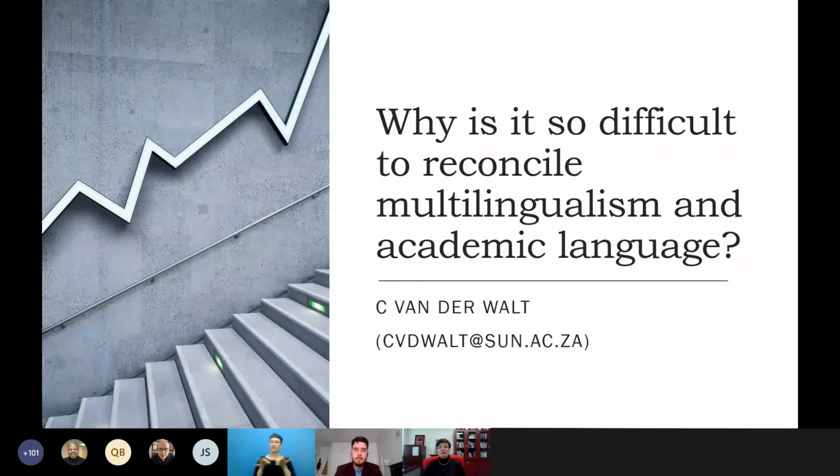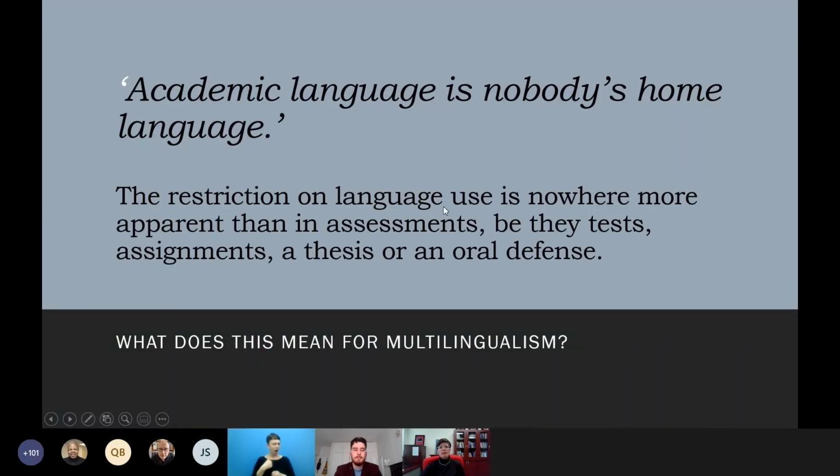So this particular point struck me exactly as Jarryd just explained. It's actually such a coincidence, because at exactly this time I was also reading an article that blew my mind, and that has kept me busy for a while. It's basically around this idea that academic language is nobody's home language, and I'm not entirely sure who said that. I'm sure Prof Madiba would be able to say, but I think the restriction on language use is felt particularly in assessment, and of course the situation is complex, as Jarryd explained.